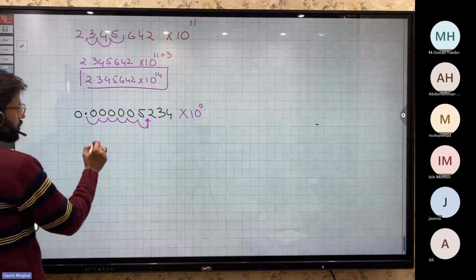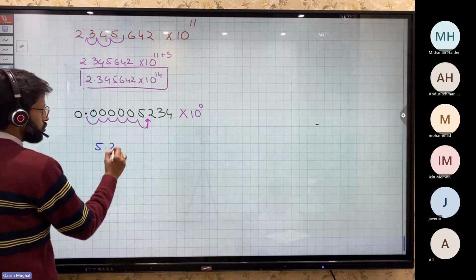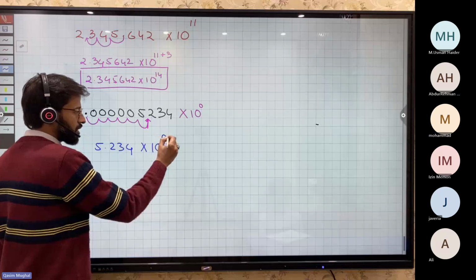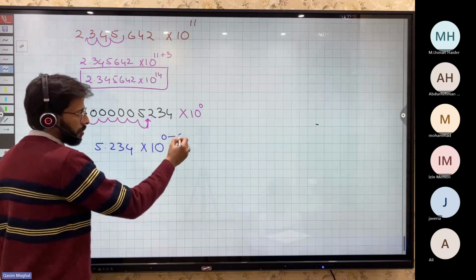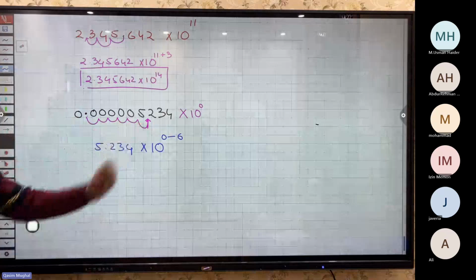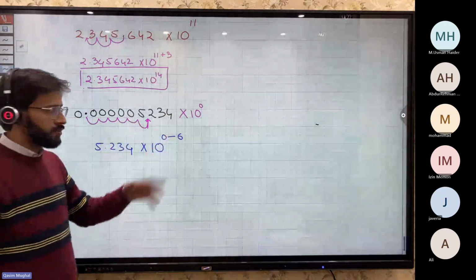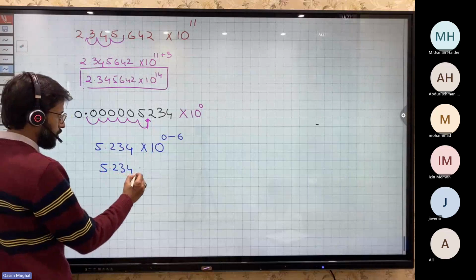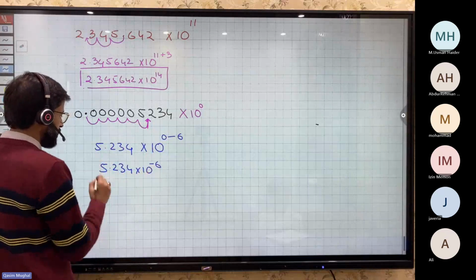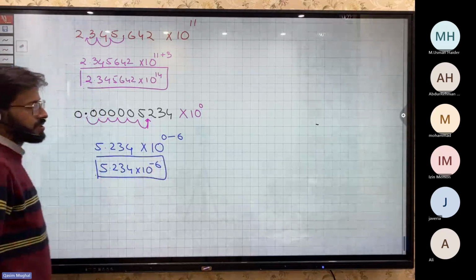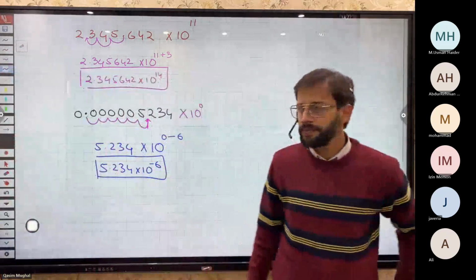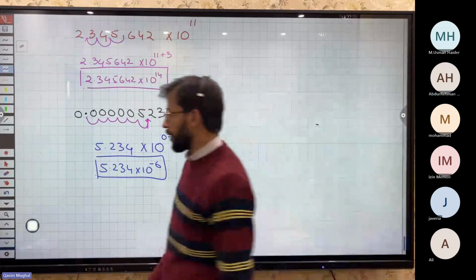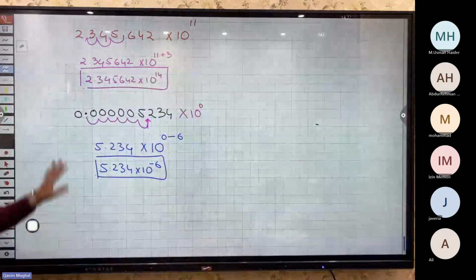All right, let's convert it. So 5.234 into 10 raised to the power 0 was its actual power. Now I'm decreasing the power by 6 units because I moved the decimal to the right. In order to decrease it, I'm going to subtract. So 5.234 into 10 raised to the power minus 6. Now the same number is written in the standard form. Clear? Yes, sir. Very good. If you have any questions, please ask.